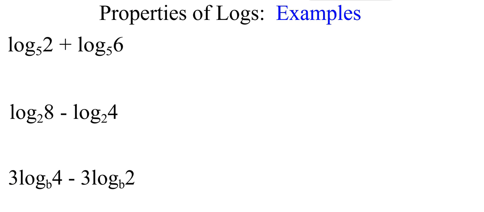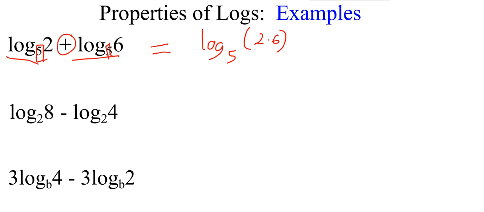I notice that we are writing these as single logarithms. If we have two logarithms here, notice they have to have the same base, so 5 and 5. If I write this as a single logarithm, this addition is going to make us multiply our arguments. So log base 5, and now it's going to be 2 times 6. I can simplify 2 times 6 and get log base 5 of 12.